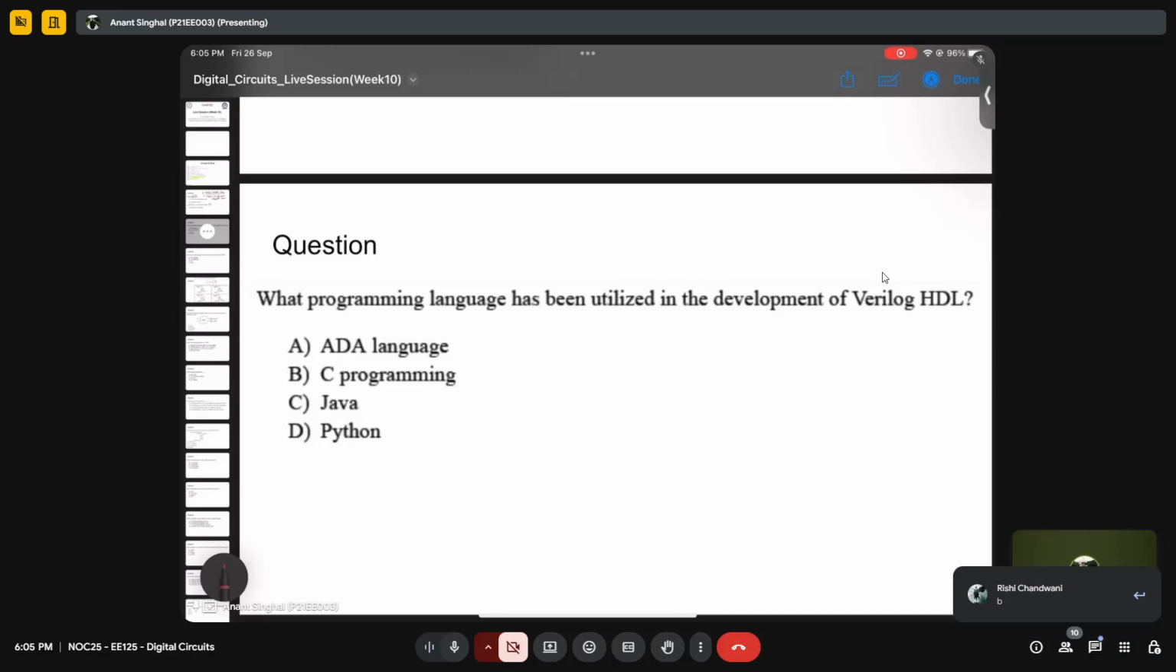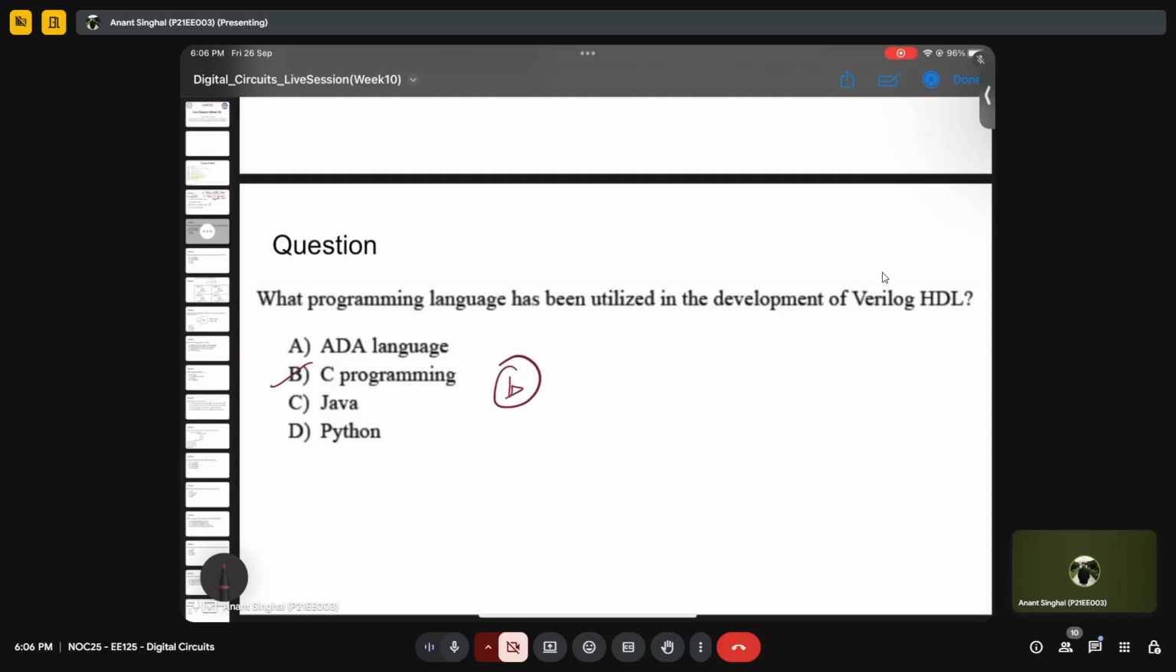So yeah. As you asked, whether the C language has been made out of this or not, it's the other way around. Using the C programming language, we have developed the Verilog HDL language. So the correct answer to this problem would be option B.